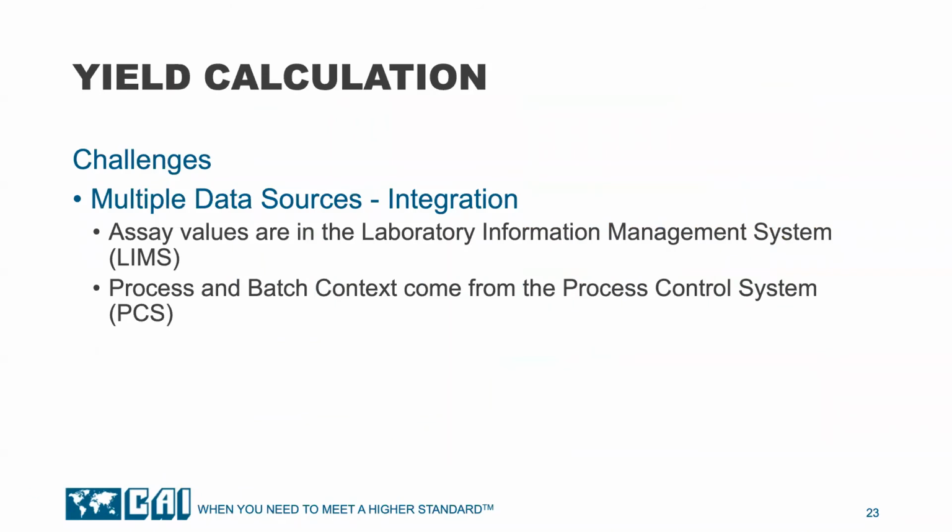Let's take a look at a third example, yield calculation. Calculating yield is a product-specific and in some cases, intellectual property exercise. So I can't go into details regarding any calculation itself. What I want to point out is that yield calculation requires the use of our third key concept, integration. When we are identifying our components and sources for this calculation, we find that we require data elements from more than one source. To create our yield calculation, we will need data from our laboratory information management system and our process control system.